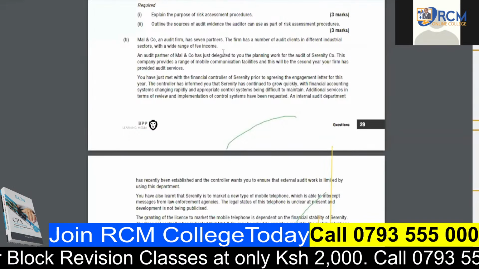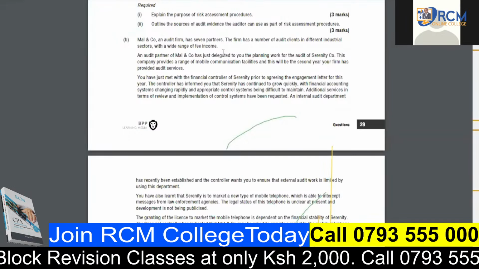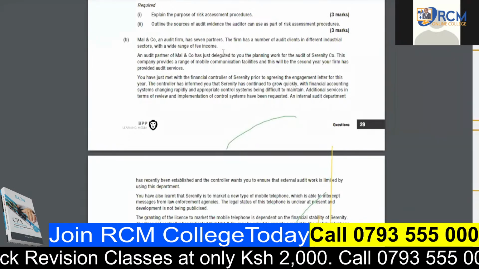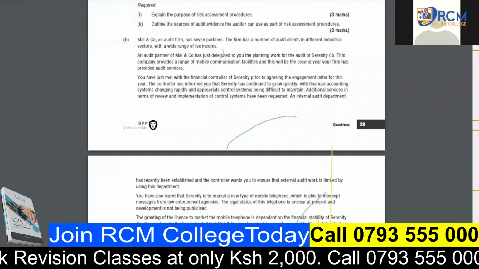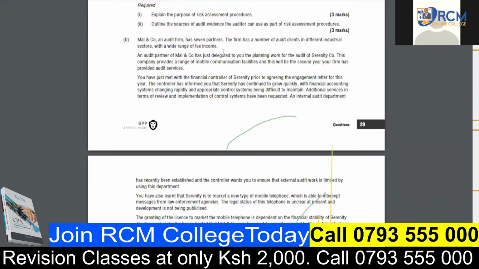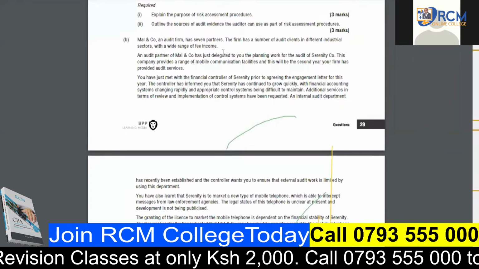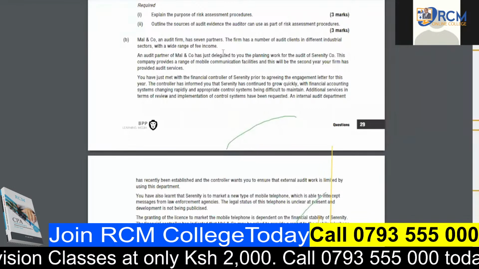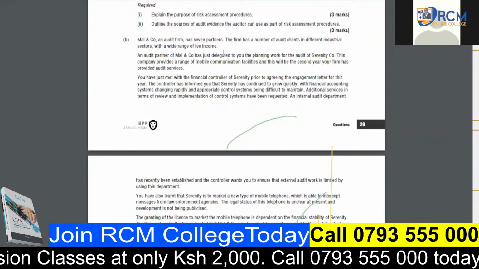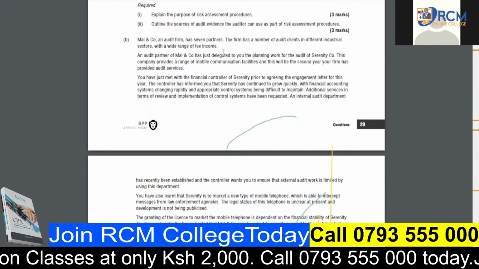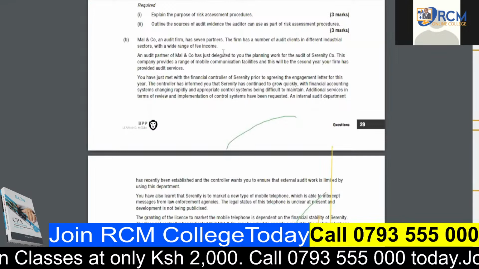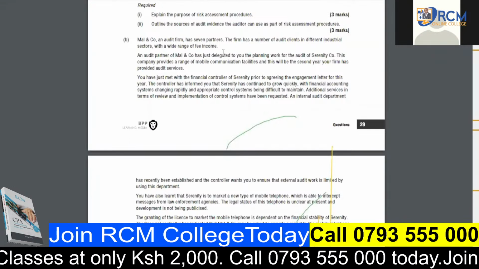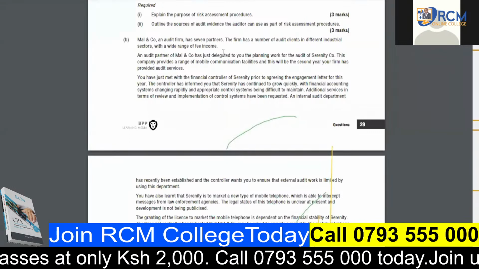As part of your risk assessment procedures for the audit of Serenity Company for the year ending 31st December, identify and describe the issues to be considered when providing services to this client. 10 marks. So 5 points, well elaborated, will give you 10 marks. Let me see the kind of things that you will write for me there. What kind of things are you going to write?